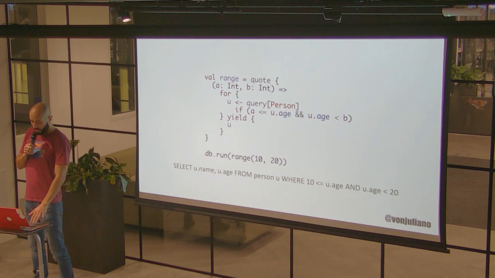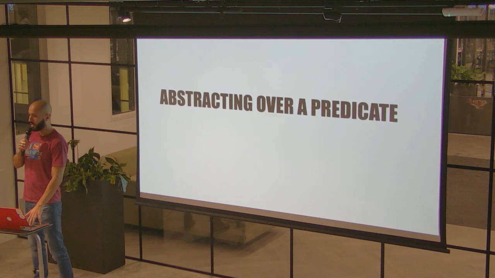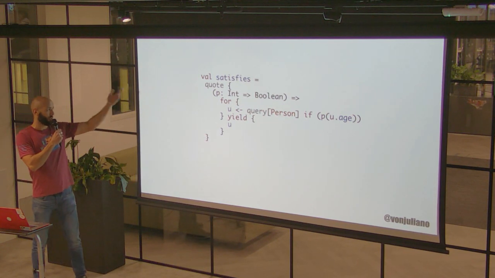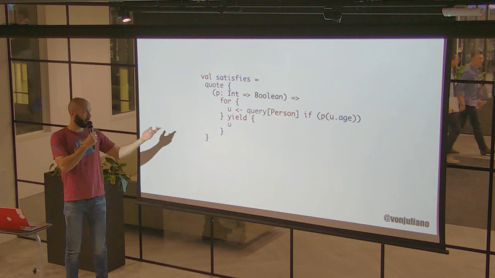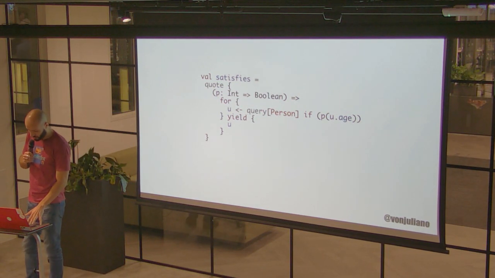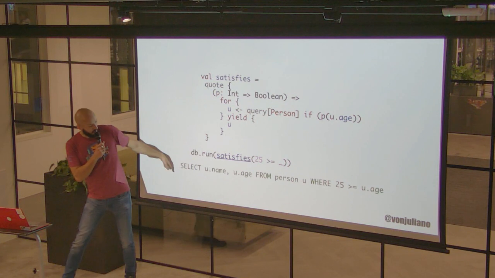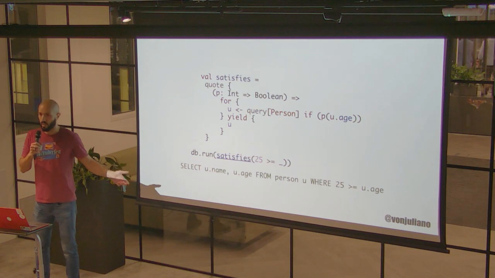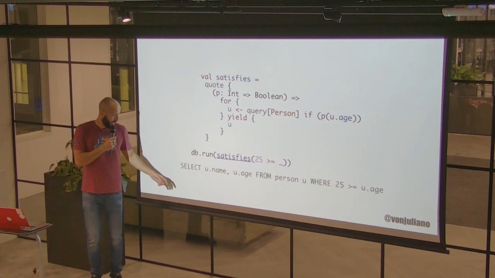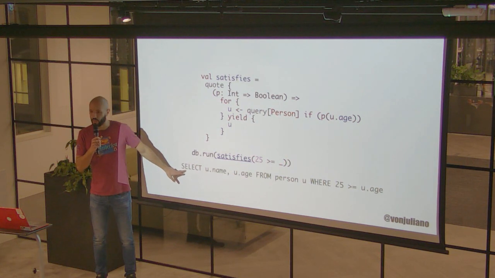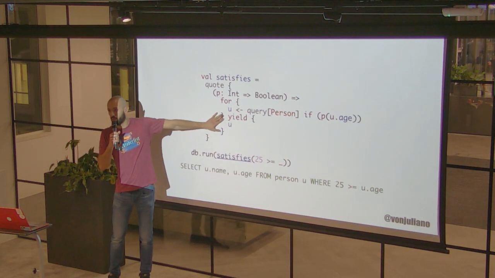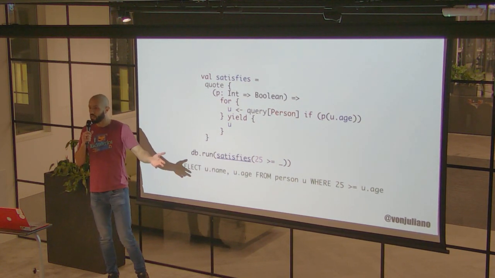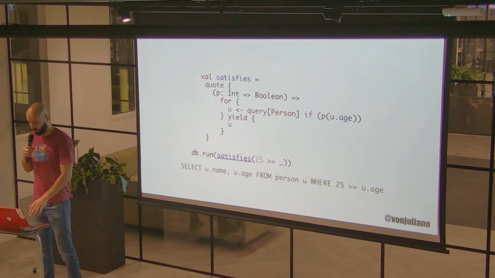Okay. The next one would be an abstraction over a predicate. So in a similar example, if I have a definition of a predicate where I get an int and say yes or no, true or false of something, I can, in the same way, just execute that. And I'm going to get the execution of this SQL here. The point of using Quill is the fact that there's no mistake in generating that. If this code is compiling, this has to be correct. That's one of the laws behind that paper that gave origin to the tool.